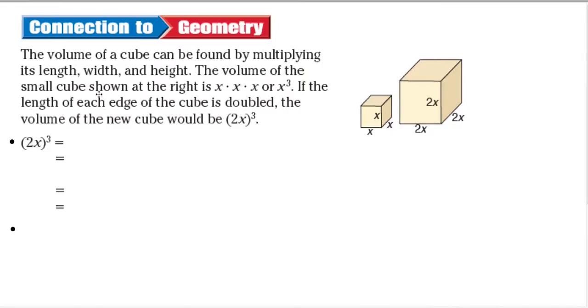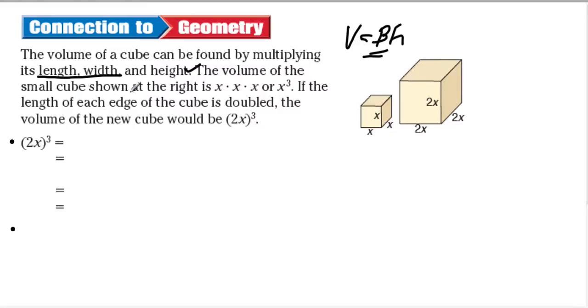How about this one? The volume of a cube can be found by multiplying its length, width, and height. Remember the formula for volume of a cube. Volume is equal to big B times h, where big B represents the area of your base. In this case, the area of our base is a rectangle, and that's the reason why we multiply the length and the width, and then we simply multiply it with the height. That was just a little bit of a review.